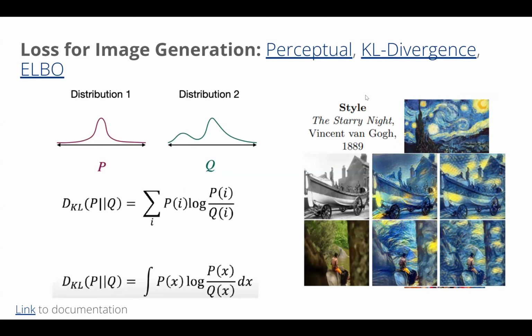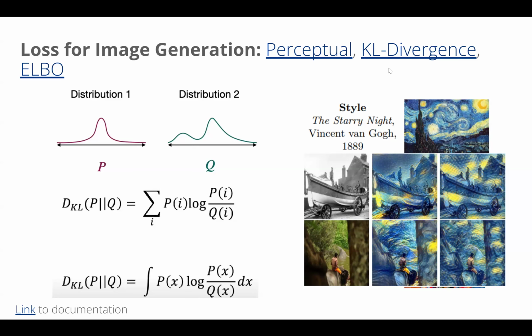Here, a more contemporary task is that of image generation. Some losses that have played a huge role in making it happen are perceptual losses, the KL divergence loss, and the ELBO loss. Not to go into too much detail in all of these different losses, although I would encourage you to take a look at them yourselves just to understand their application.